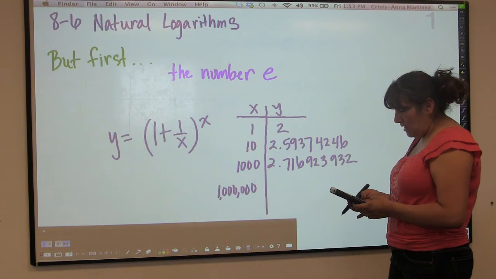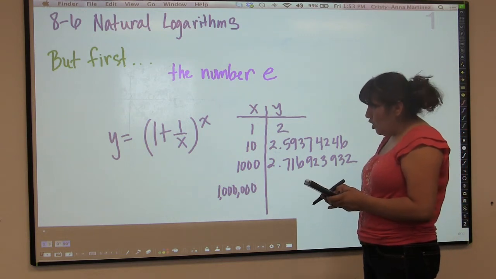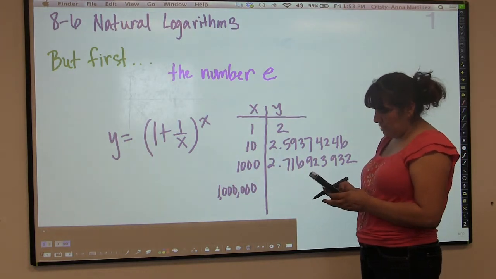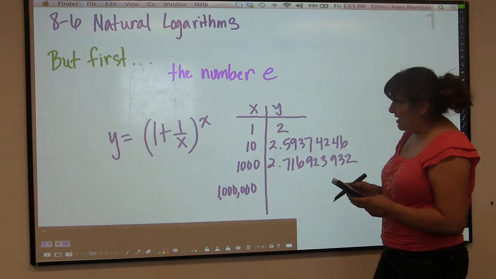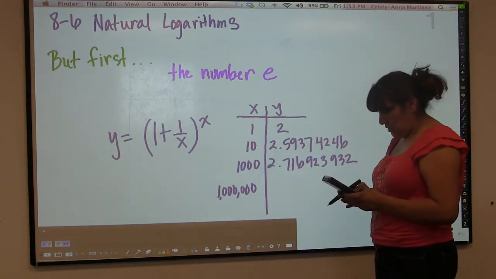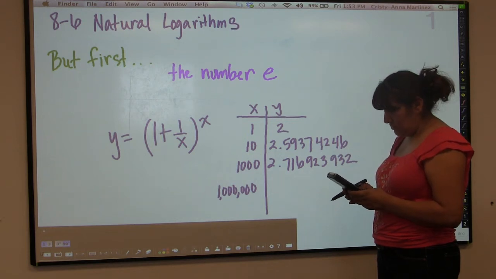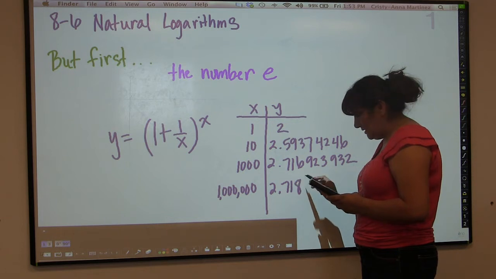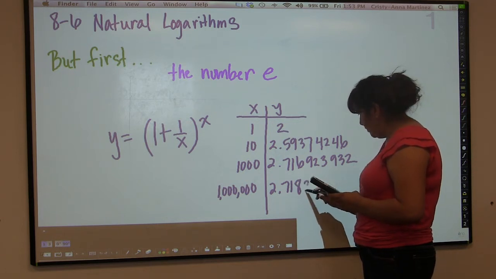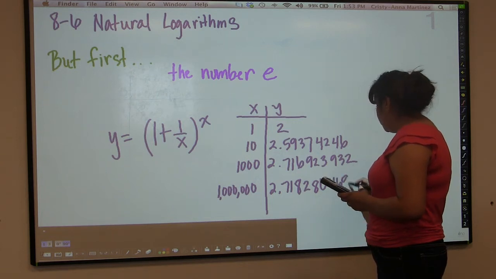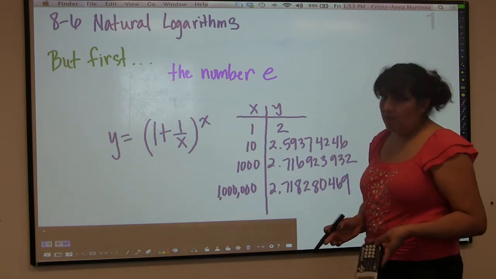So now I'm going to go 1 plus 1 over 1,000,000. 1, 2, 3, 4, 5, 6 zeros. I'm sure I have enough zeros there. And then I'm going to take that number and raise it to the 1,000,000th power. 1, 2, 3 zeros, 4, 5, 6 zeros. And I get 2.718280469. So I'm not going to bore you any further.